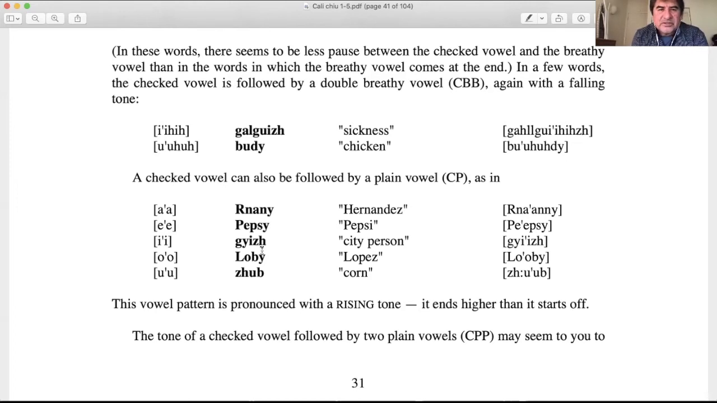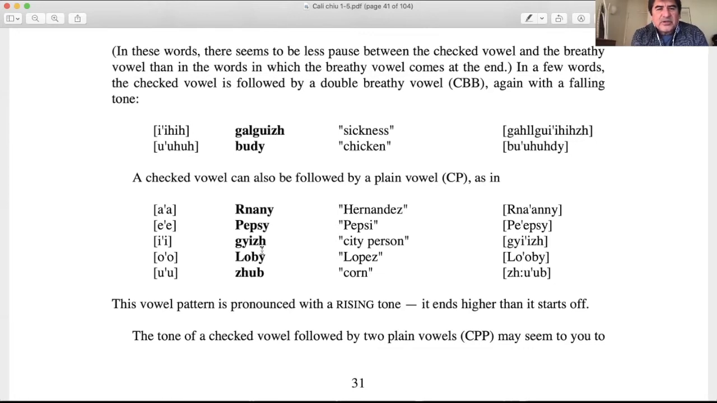Okay, one more time. Gish. And then Lopez, Loib. Okay, so it's just interesting to look at the first four words that they are derived or borrowed from Spanish. Hernandez, Pepsi, and I'm sorry, not that one, not the city person, but Lopez, yes. So it is borrowed from Spanish, or comes from Spanish words.